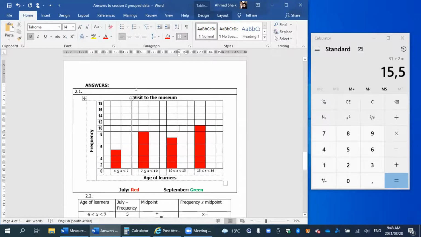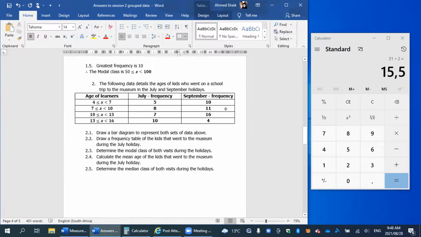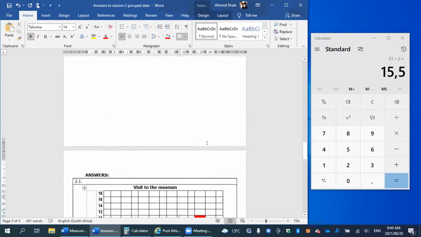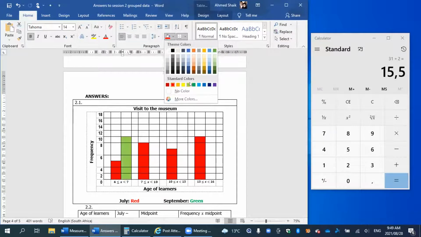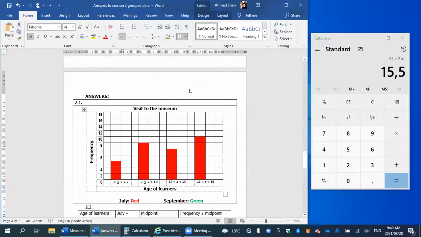Let's look at our September bars. And the first interval, the frequency for 4 less than or equal to x, which is less than 7, has a frequency of 10. So I said we'll use green for September. So let's highlight it first and change our color after. Okay, and that is what your bar should look like.